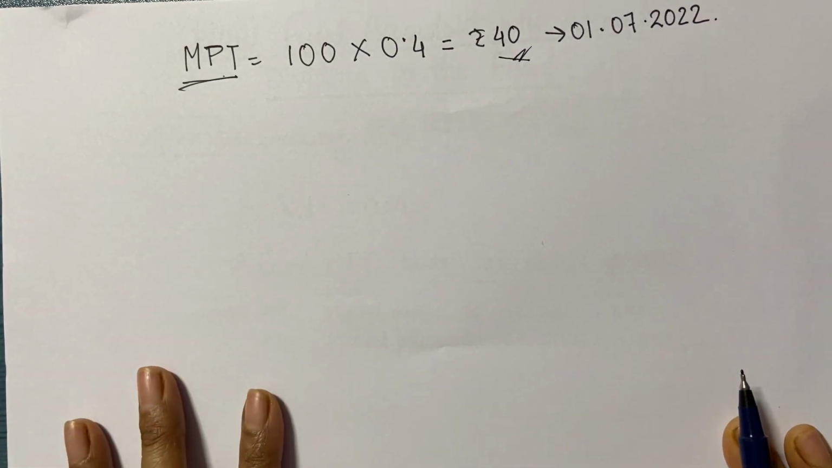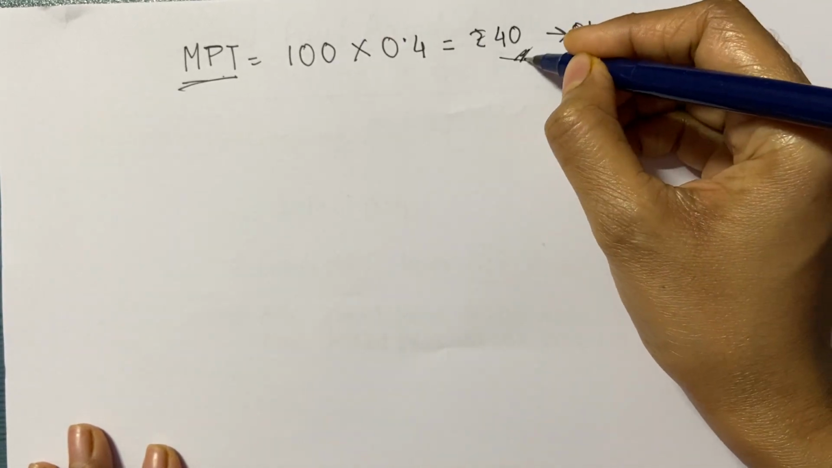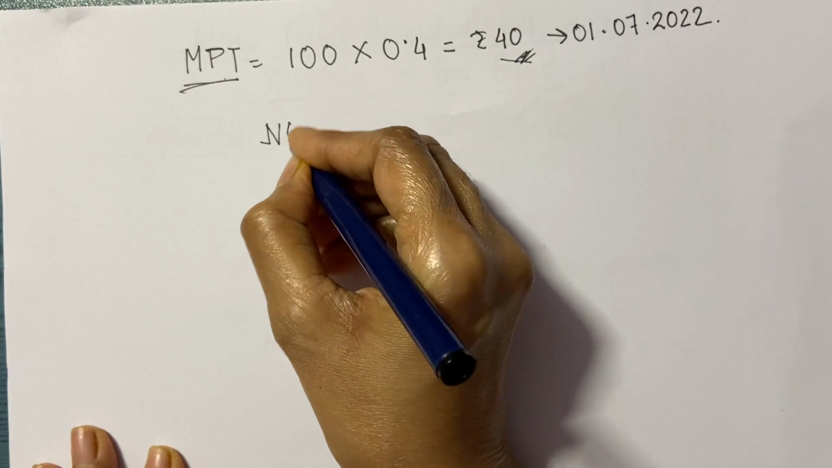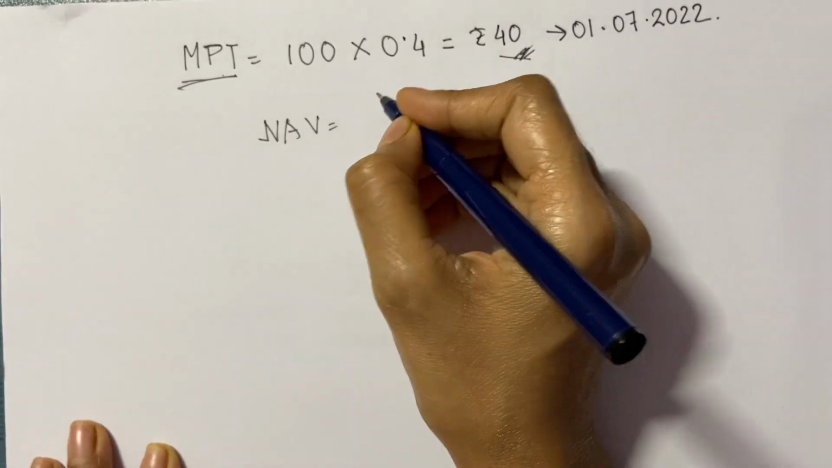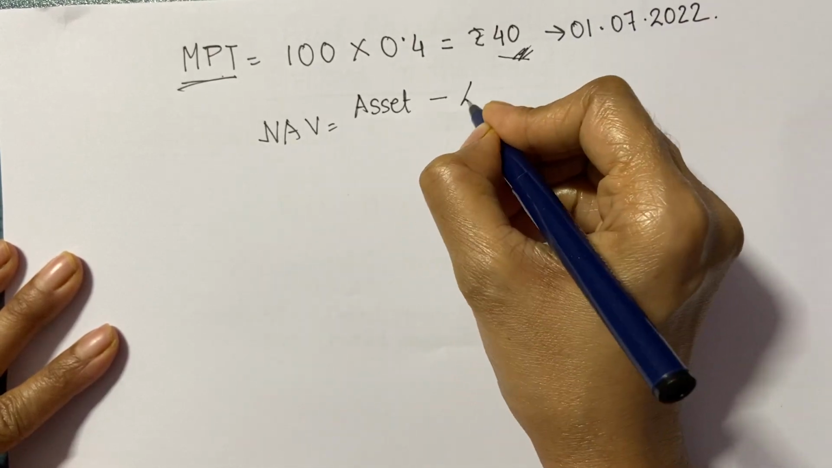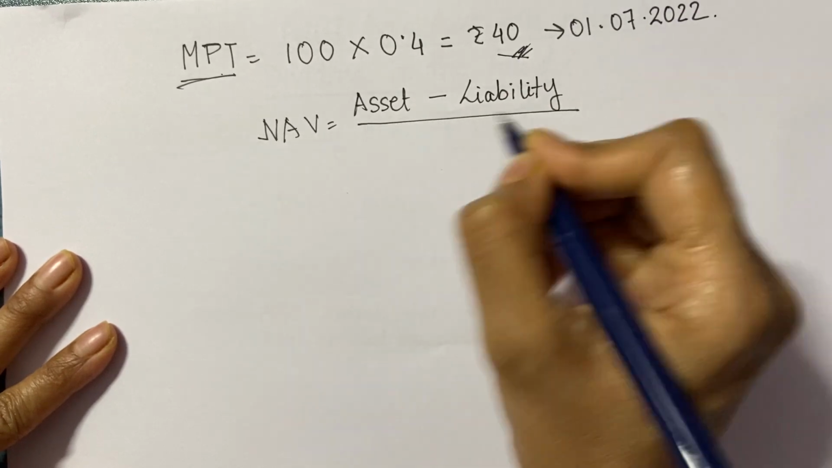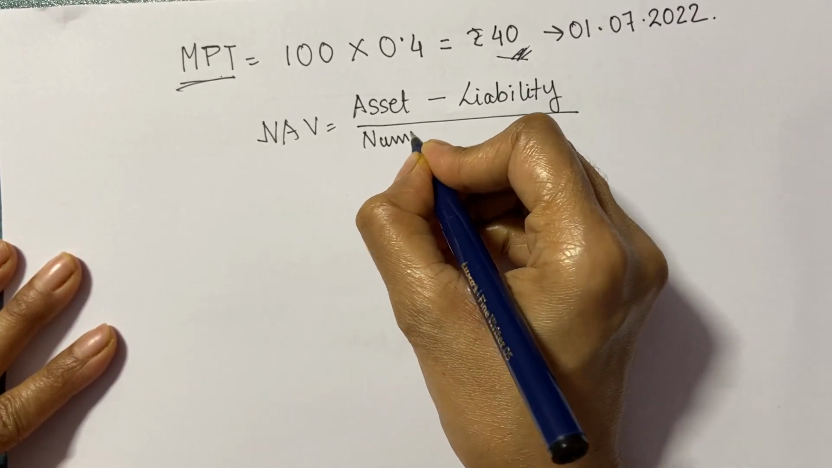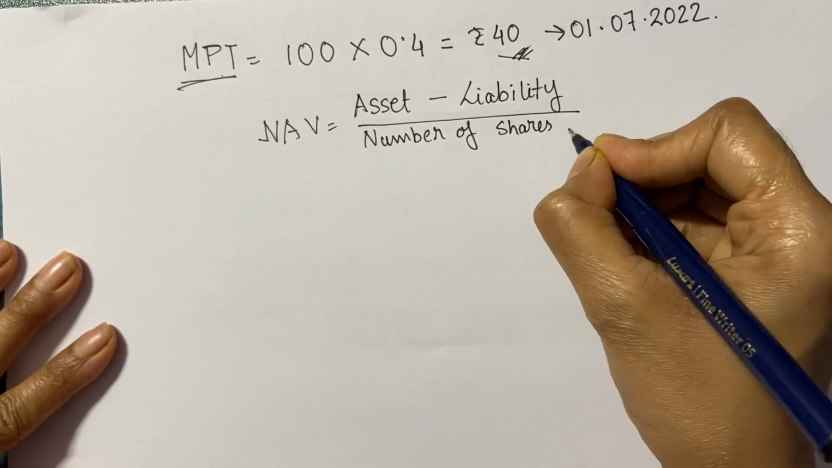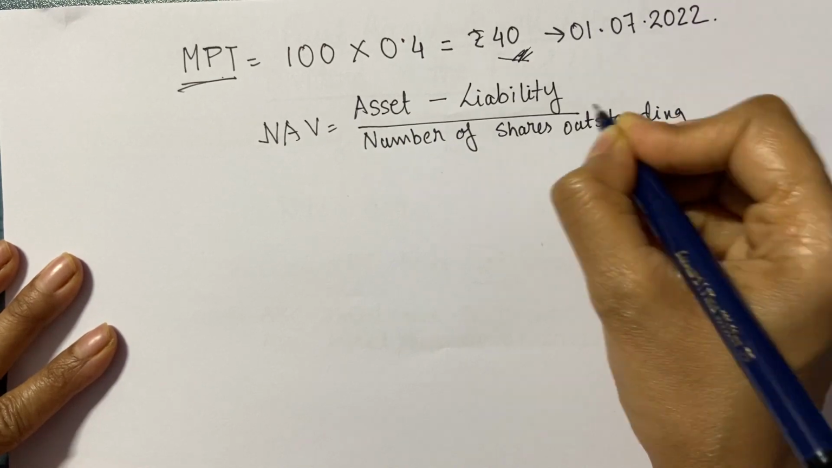So how is it going to be? Let me explain that to you. When I have this dividend going to increase, let's say, what is the NAV formula? NAV is nothing but my asset minus my liability, divided by the number of shares outstanding.